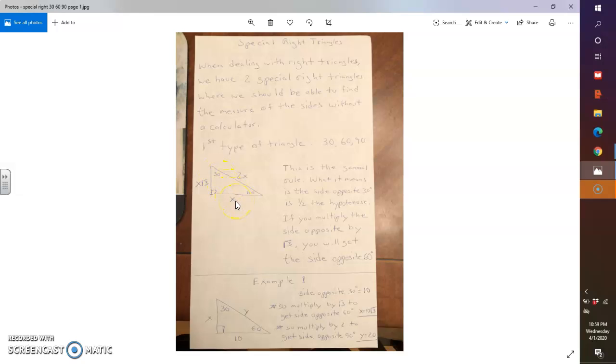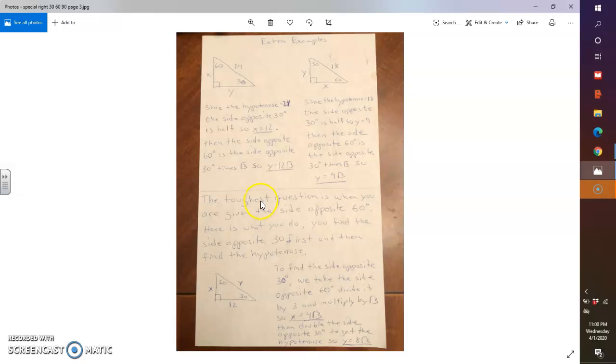We're going to call that x. And once we know the side opposite 30, we can just multiply that side by root 3, and that gives us our side opposite 60. We can take this same side and double it, and that gives us our hypotenuse. So once we have the side opposite 30, we multiply it by root 3, and we get our side opposite 60. We double it, and we get our side opposite 90.